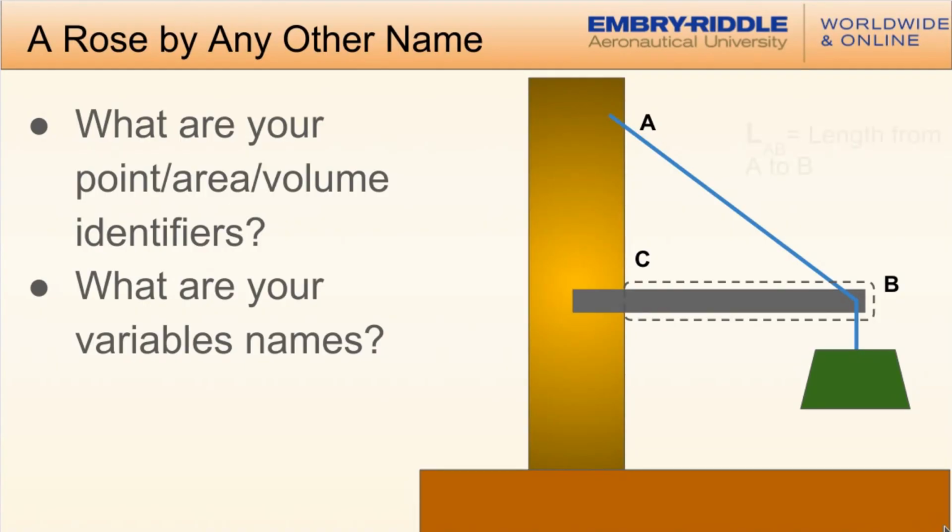And we need to know what our variable names are. So you could define it later. Say LAB is the length from A to B. Fairly simple. You don't need to be real elaborate on your definitions, but you do need to include your definitions. You could also include it on the drawing. You could just write LAB along this direction somewhere, and that would define the length from A to B because it would be obvious that that's what it was.